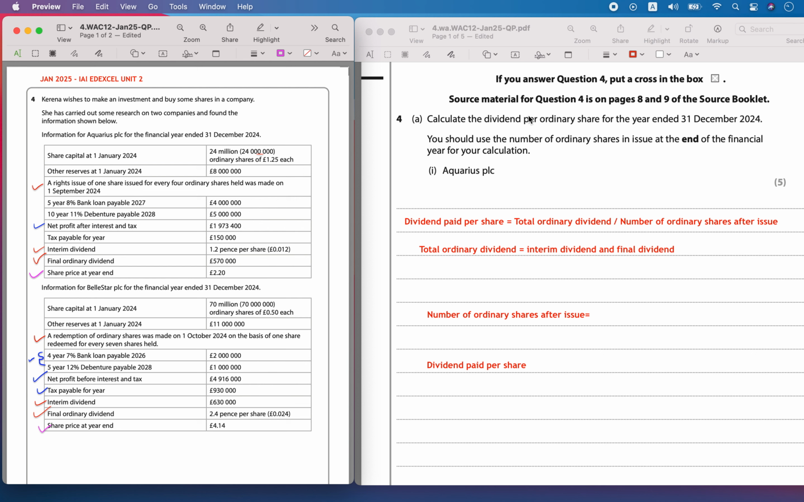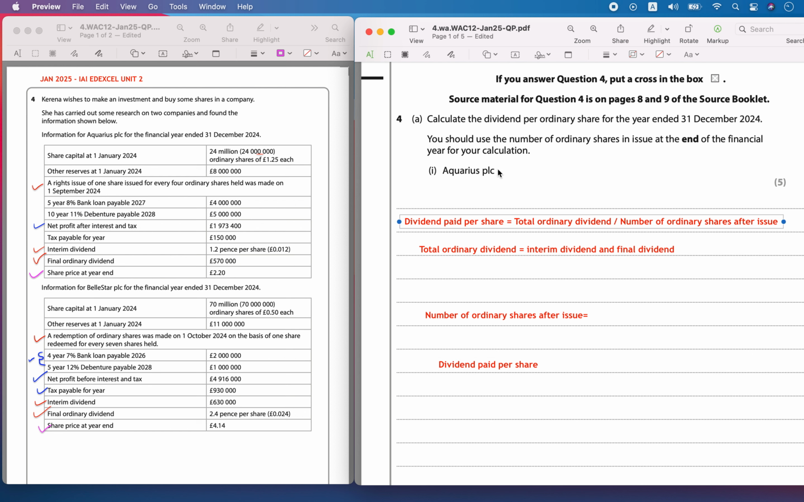So based on this, the first question is: calculate the dividend per ordinary share for the companies for the year ended 31st December 2024. We have to calculate what was the dividend issued per ordinary share by both the companies to understand which is going to be a better investment.